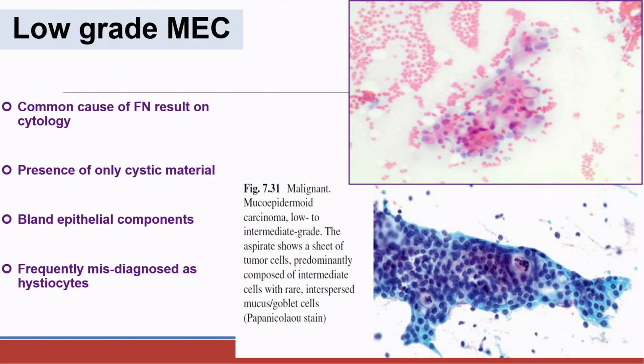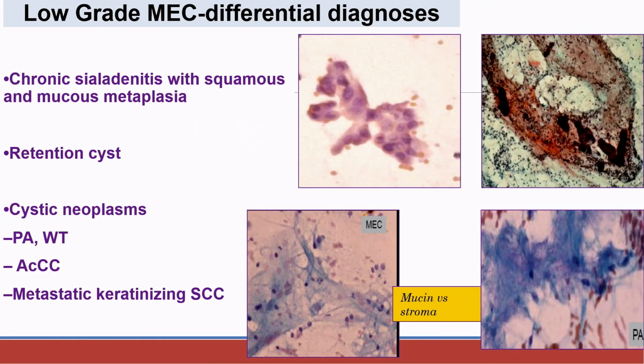Because it's a common cause of false negative results, due sometimes to the FNA itself, because we have only a cystic component, bland epithelial cells resembling histiocytes. So be careful when you have only mucinous material. And you can see many differential diagnoses, including some benign entities, chronic sialadenitis, squamous and mucinous metaplasia, but also some cystic lesions, pleomorphic adenoma, and some malignant entities for which you have the typical features, of course, of malignancy.